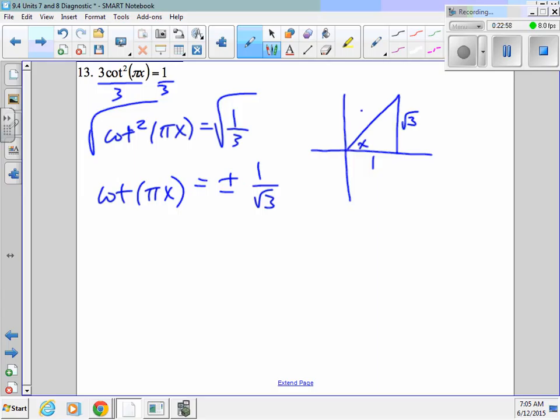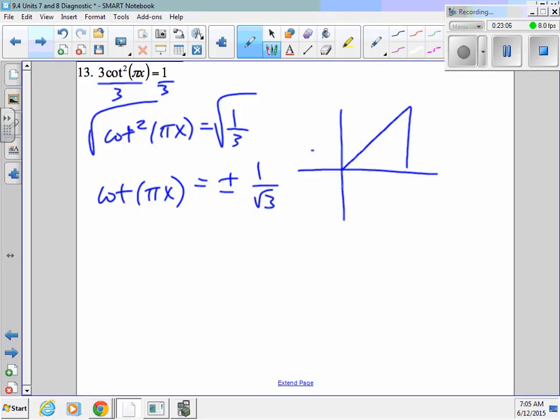Well, I'm going to actually call this theta, excuse me. Get rid of this x. Let me redraw this. The adjacent is 1. The opposite is radical 3. The angle is theta. The hypotenuse is 2. And I hope you recognize that theta has to be 60 degrees, which is pi over 3.